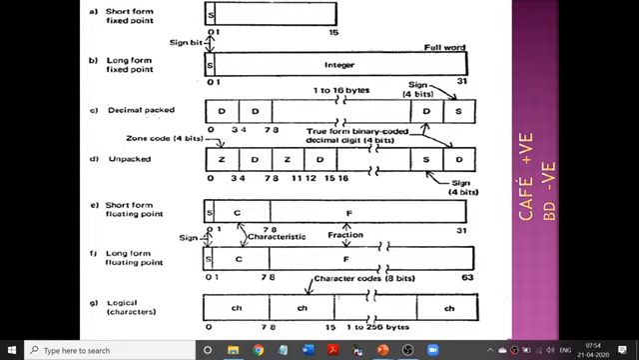Yes. So long form floating point number. So sign bit, floating point itself means it has two parts. One is the character part, the other one is the fractional part. So the only difference here between the short form floating point and long form floating point is the size. The first one is going to be 32 bits. The second one is going to be 64 bits. But you can see the format doesn't change.